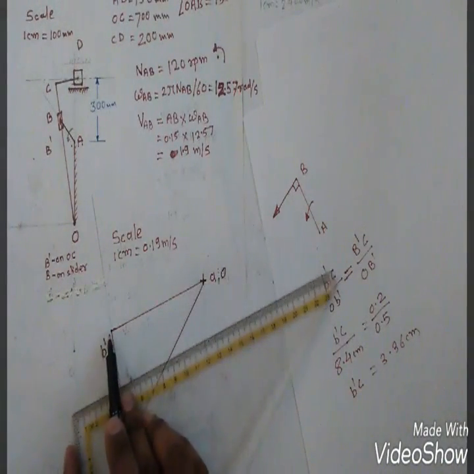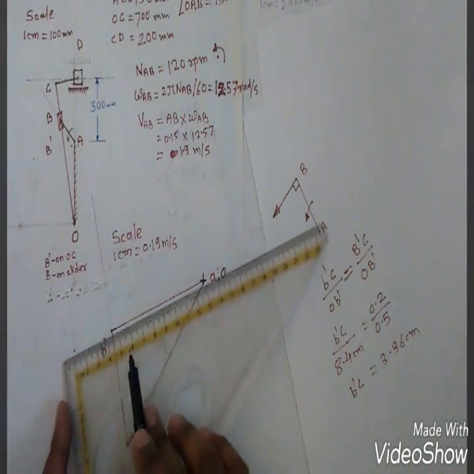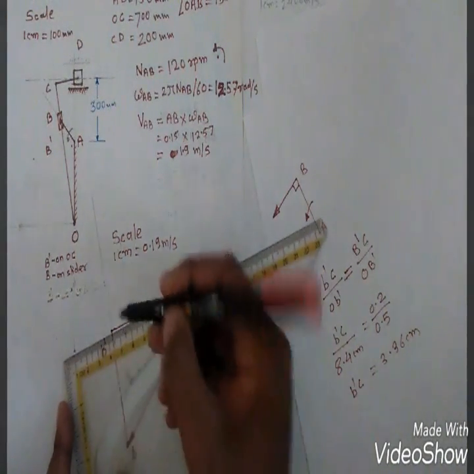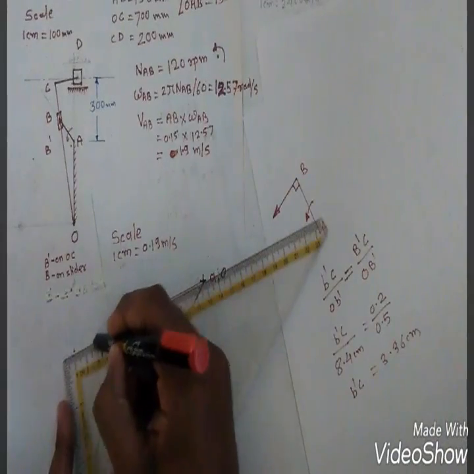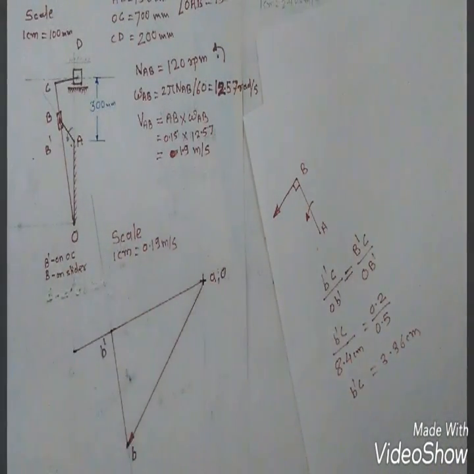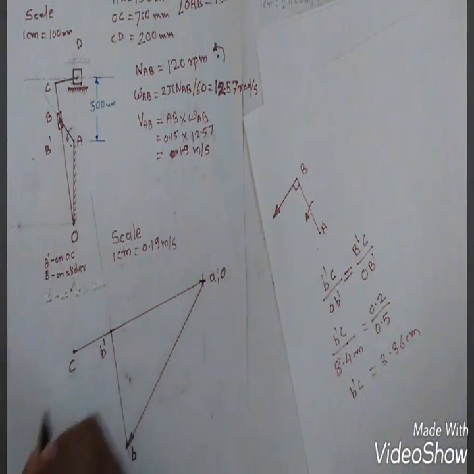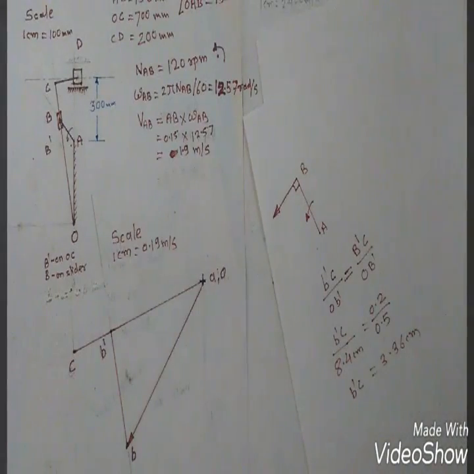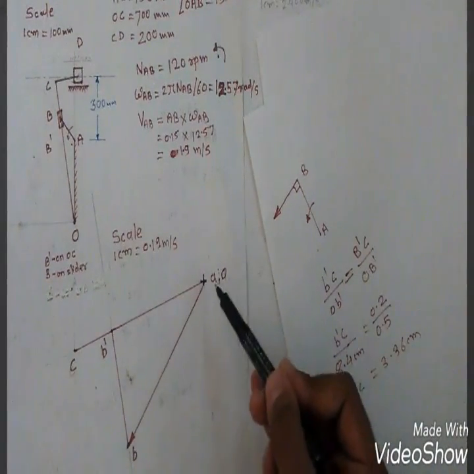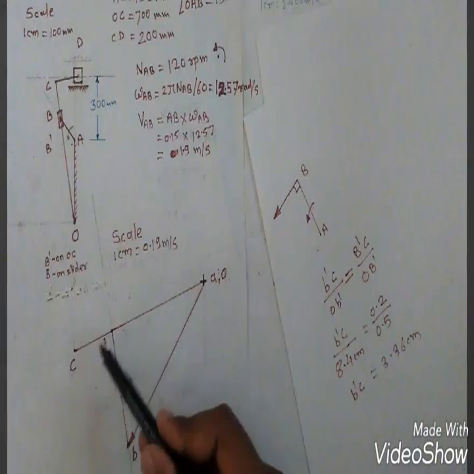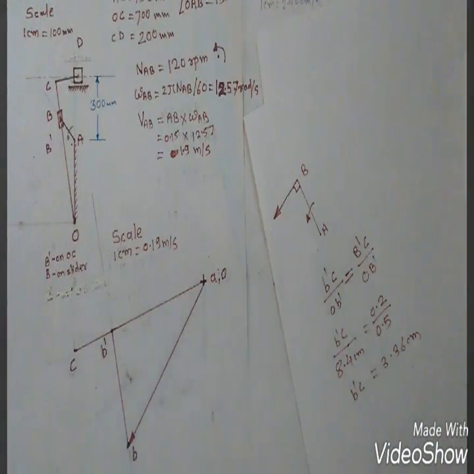Okay, this is B dash. After B dash, the C point will be there at 3.3 centimeter. We just have to mark the point at 3.3 centimeter. Here it is only 3.3. Okay, so this is small c. So now we have points A, B, B dash, C and O.